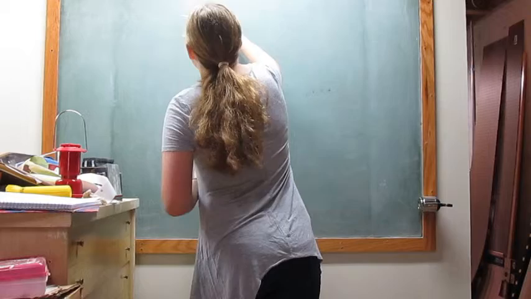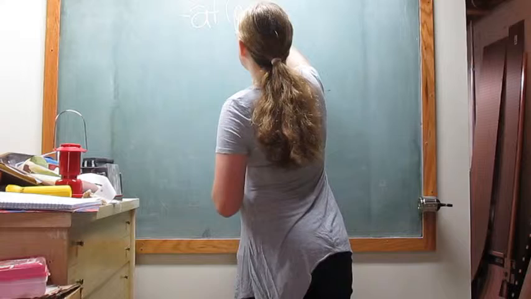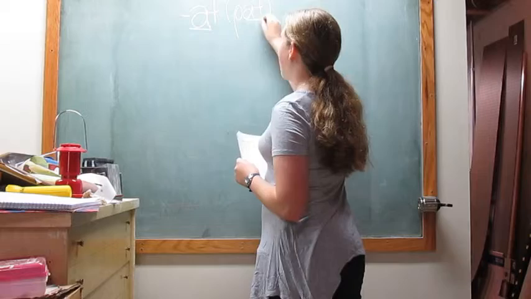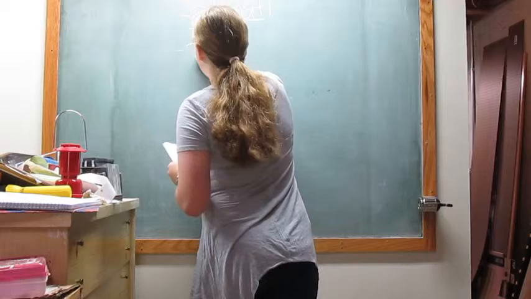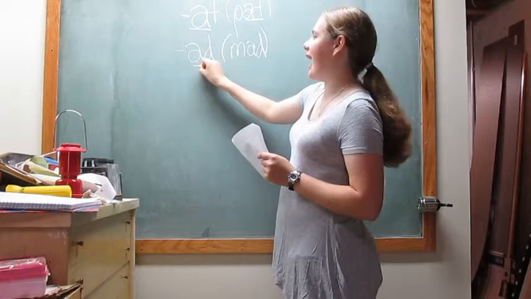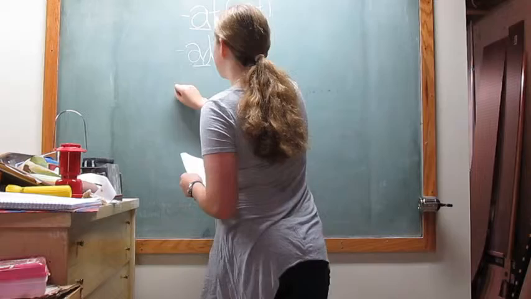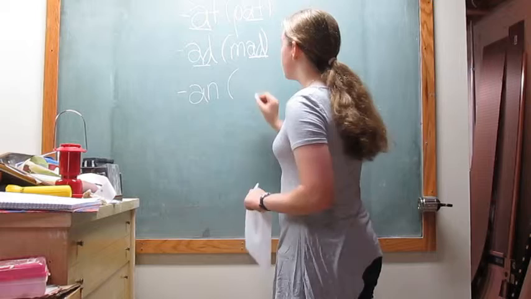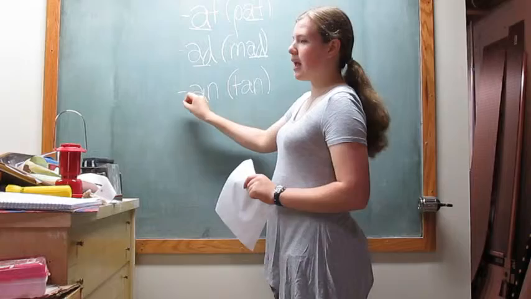ending is at. At, as in pat. At, pat. Second rhyming word ending is ad, as in mad. Ad, m-ad, same ending. And an, as in tan. An, t-an.